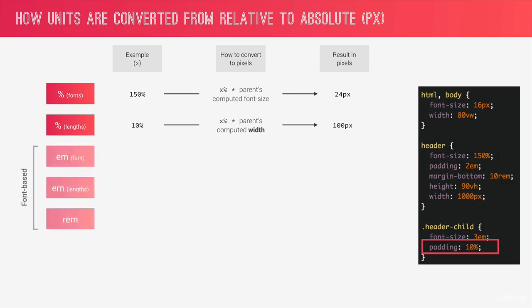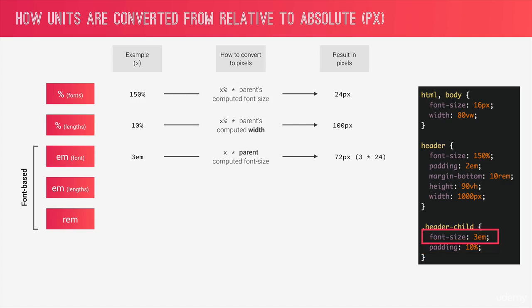Next up, we have some font-based relative units, em and rem. And again, it's different to use ems for fonts or for length. So, both ems and rems are font-based, but the difference between them is that ems use the parent or the current element as a reference, while rems use the root font size as the reference. So let's see how it works. If we want to use ems for font sizes, then the reference is simply the parent's computed font size, similar to what happens with percentages.